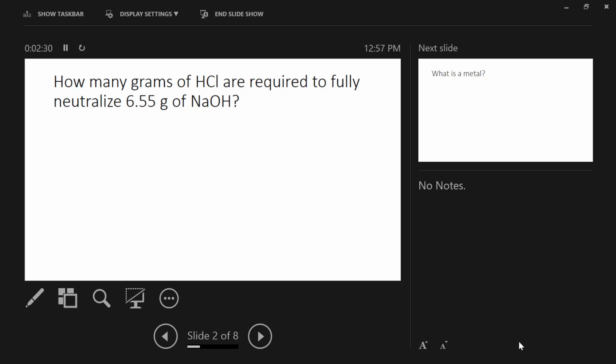Because the first step, you'll remember that in order to convert from one material to another in our chemical equation, we have to know moles. So our first step is going to have to be to convert from grams to moles, because it gives us grams, but we can't do anything with grams other than to convert to moles of the same material. But it says how many grams of hydrochloric acid are required to neutralize 6.55 grams of sodium hydroxide.